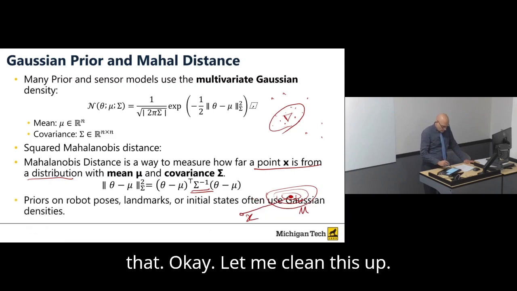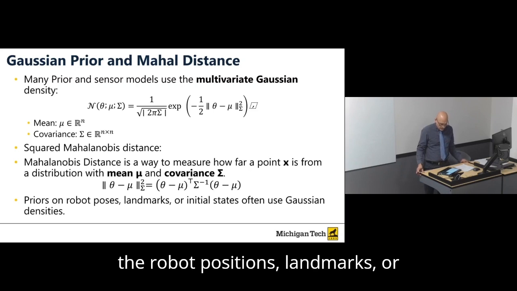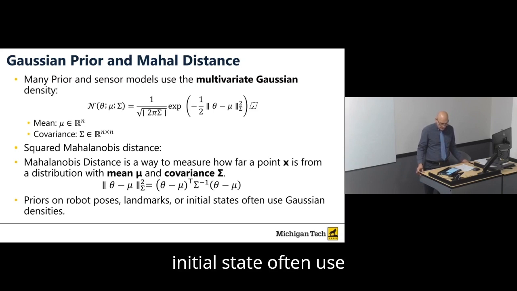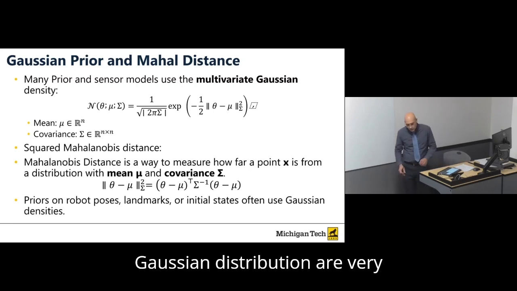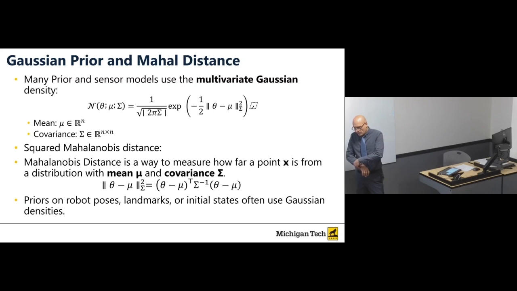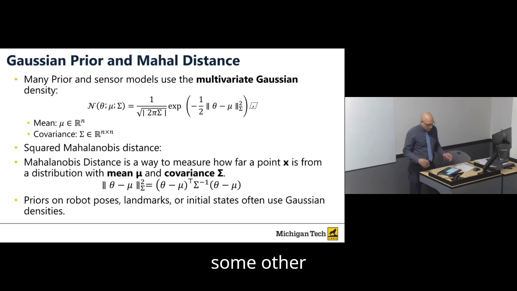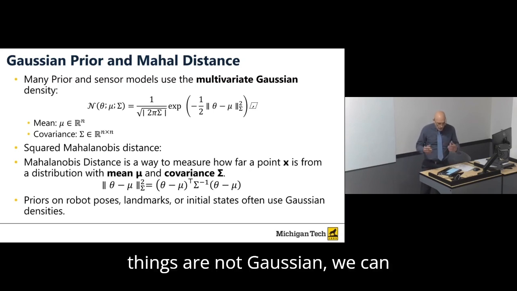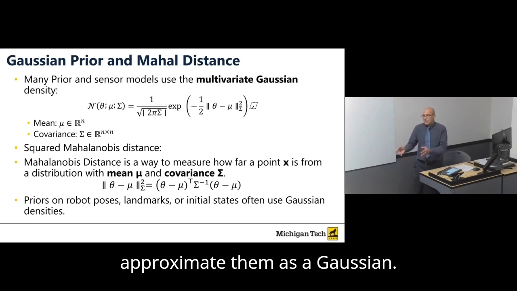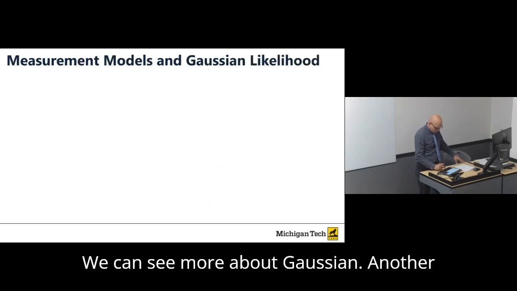Okay. So let's clean this up. Priors on the robot positions, landmarks, or initial state often use Gaussian distributions or densities. So Gaussian distributions are very important for us. Another good point about Gaussians: if some other things are not Gaussian, we can approximate them as a Gaussian. We can see more about Gaussians.